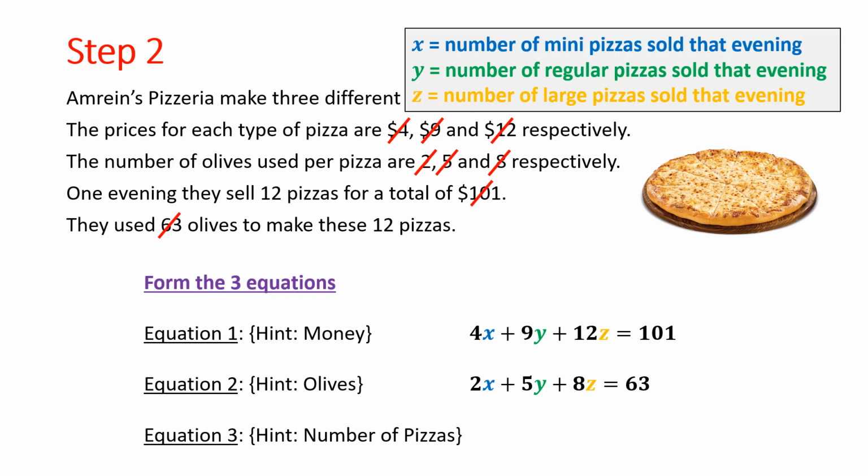Right, now we're on to the third equation, and you can see there's only one number left over. That's why I like to cross these numbers off as I go. It's the number 12. So here's the equation. x plus y plus z is equal to 12. Because the number of mini pizzas plus the number of regular pizzas plus the number of large has to equal 12 pizzas altogether. Now, because it's just x, y, and z, I like to put the 1 there. 1x plus 1y plus 1z.